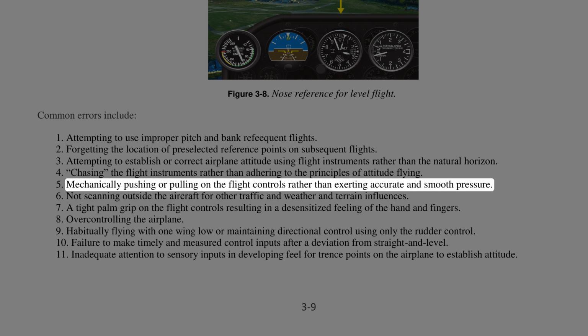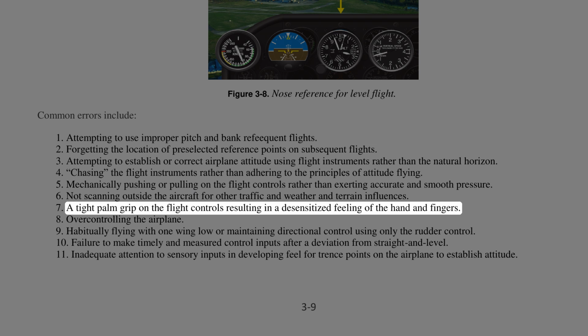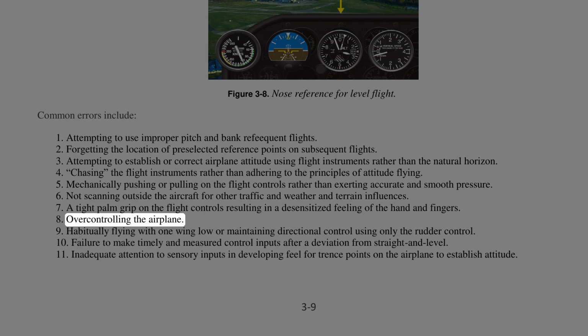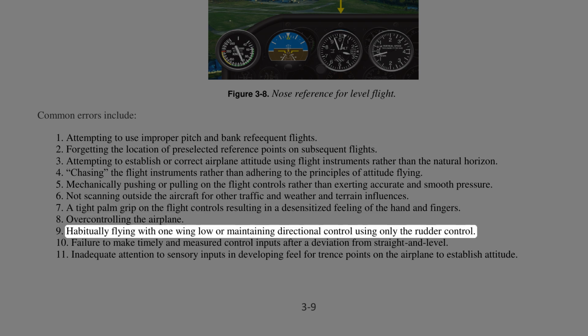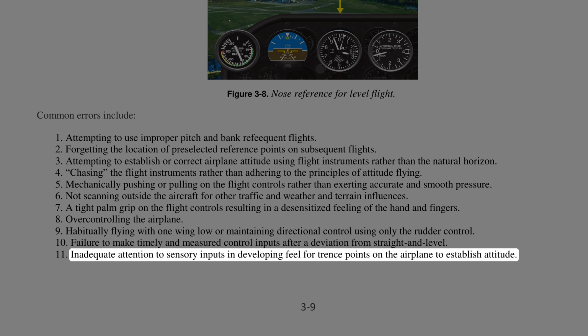5. Mechanically pushing or pulling on the flight controls rather than exerting accurate and smooth pressure. Not scanning outside the aircraft for other traffic and weather and terrain influences. A tight palm grip on the flight controls resulting in a desensitized feeling of the hand and fingers. Over-controlling the airplane, habitually flying with one wing low or maintaining directional control using only the rudder control. Failure to make timely and measured control inputs after a deviation from straight and level. Inadequate attention to sensory inputs in developing feel for reference points on the airplane to establish attitude.